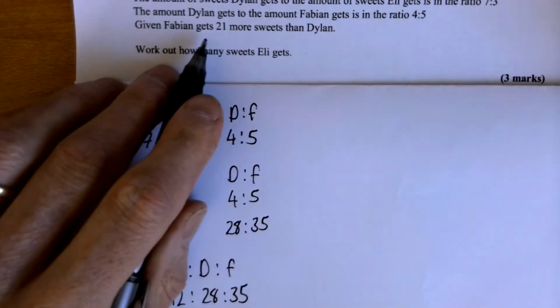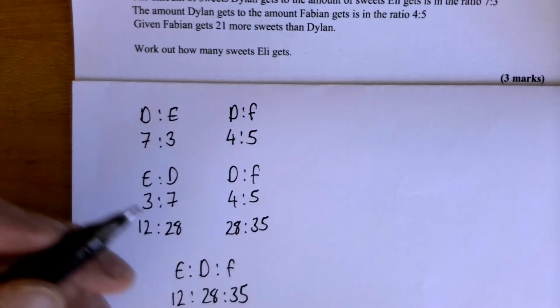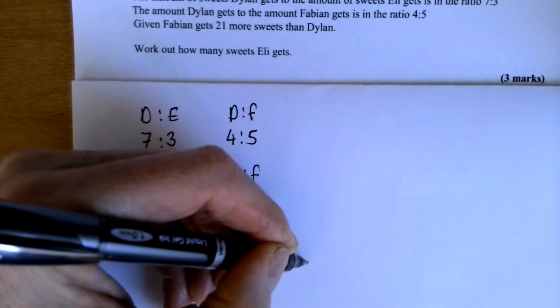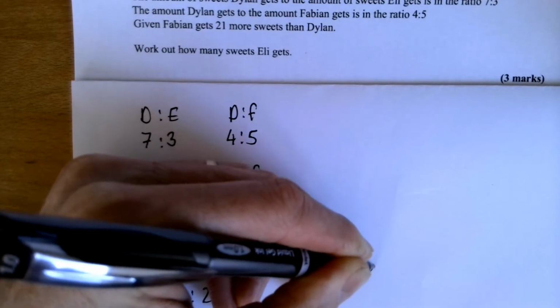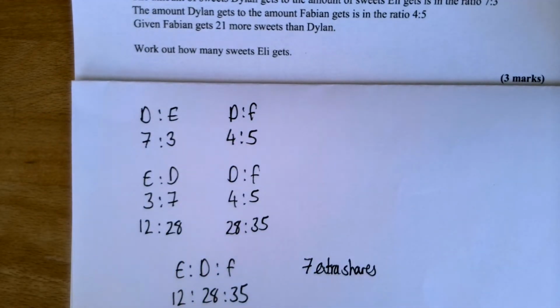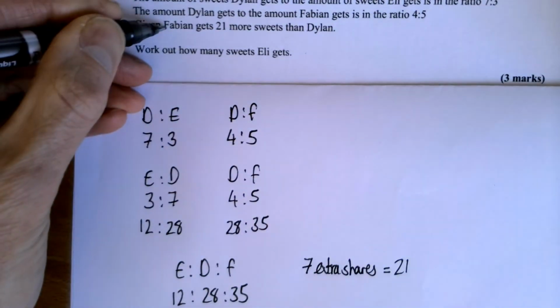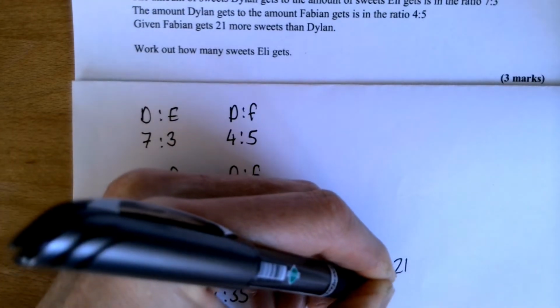Now, Fabian gets 21 more sweets than Dylan. So Dylan gets 28 shares and Fabian gets 35 shares. So Fabian's getting 7 extra shares. So his 7 extra shares, 28 to 35, that's 7 extra shares, that's 21 sweets. We're told he gets 21 extra sweets. So each share must be 3 sweets.